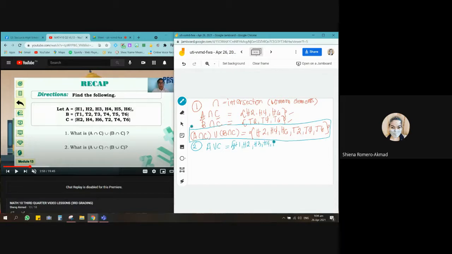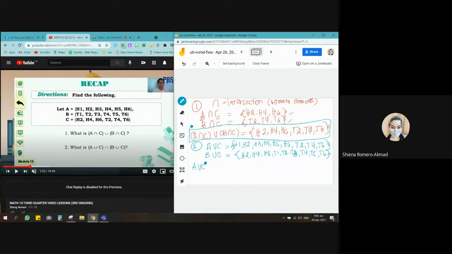H3, H4, H5, H6. Ano pa yung wala? Pagsamahin daw natin yung elements from A and C. T2, T4, T6. How about B and C? Union. H2, H4, H6, T1, T2, T3, T4, T5, and T6.